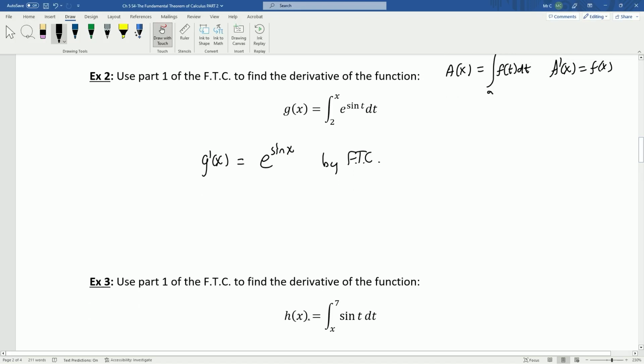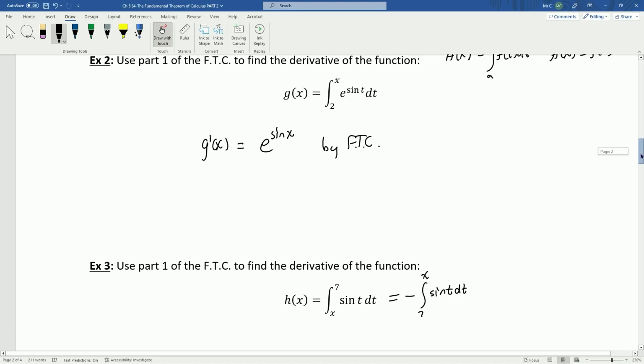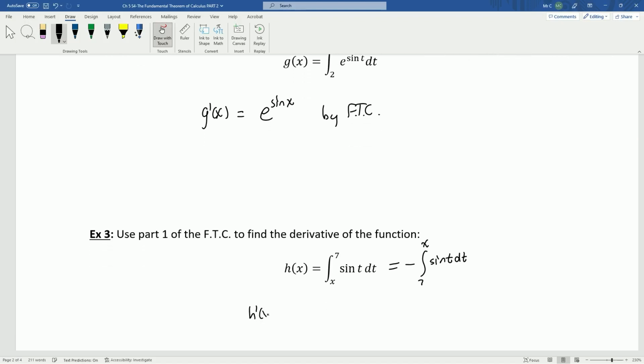Find the derivative of h of x equal to the integral from x to 7 of sine of t dt. But now we have a problem, because the fundamental theorem of calculus here was proven for x in the upper bound of the integral. But that's okay. Just use that property to make this the negative of the integral from 7 to x of sine of t dt. And now we can apply the derivative to that. So h prime of x is negative sine of x.